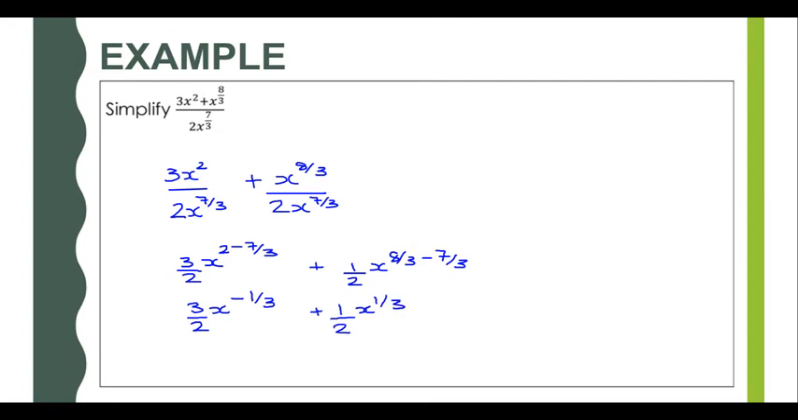which if we use our index rules we can also write as 3 over 2 the cube root of x plus a half cube root of x.